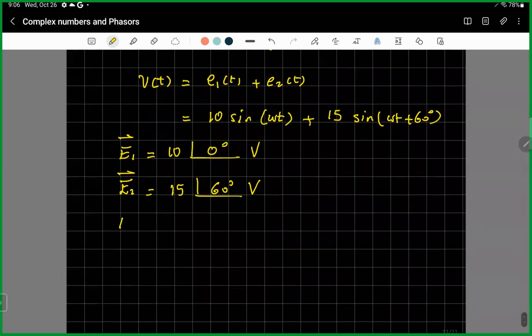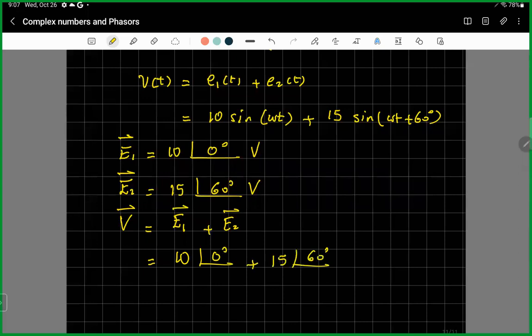So I'll say the total voltage, we'll call it V. So V phasor is equal to E1 plus E2. E1 is equal to 10 angle 0 plus 15 angle 60. What did we say when we are adding two complex numbers? Is it better to use polar or rectangular? It's better to use rectangular, right?